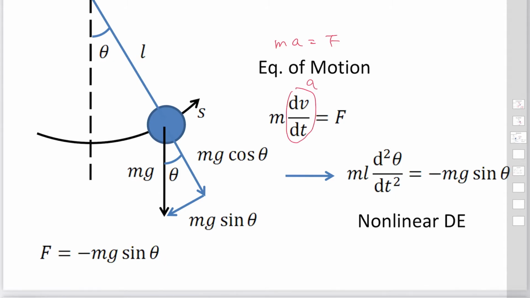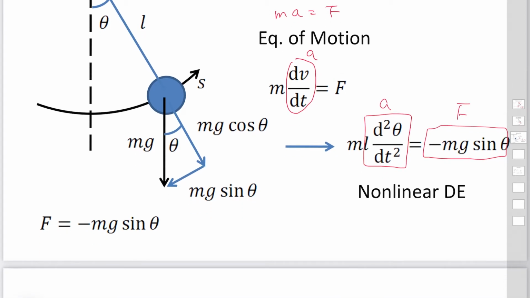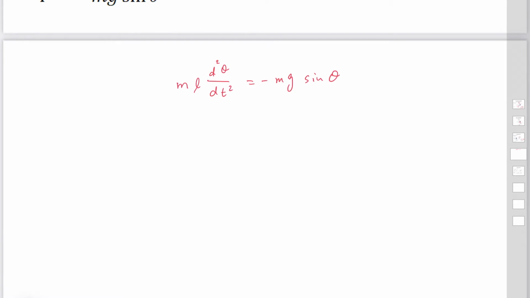Then you can substitute. The acceleration is L times the second derivative of theta with respect to t. This is the acceleration, and this is the force. So we have ml times the second derivative of theta with respect to t equals minus mg sine theta. Now the dependent variable is theta and the independent variable is t. The second derivative equals minus g over L sine theta.